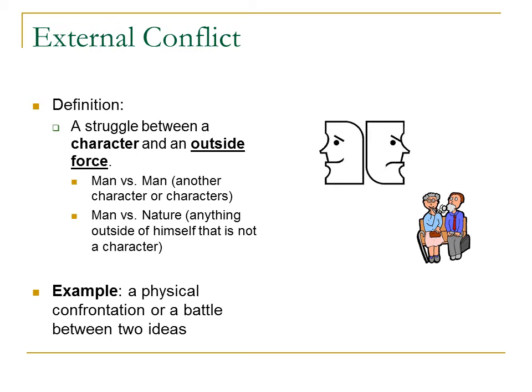Man versus nature, or man versus the environment, you could say, is any time where man or a character is being affected by something that he doesn't have any control over. So we could say the weather, elements, other animals. Those kinds of things would elicit a man versus nature external conflict.